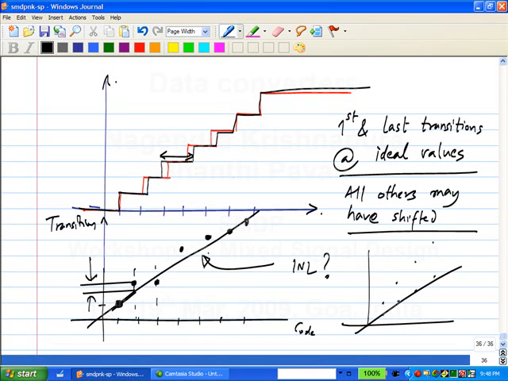What is the INL of the first point? What is the INL of the last point? Zero. By definition, there will be zero because you have made the first transition coincident with the ideal value and the last one coincident with the ideal value. So by definition, the INL will start from zero and will end at zero.